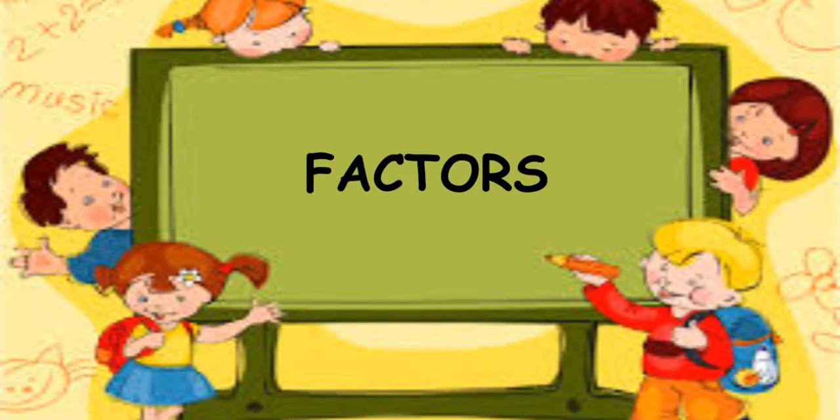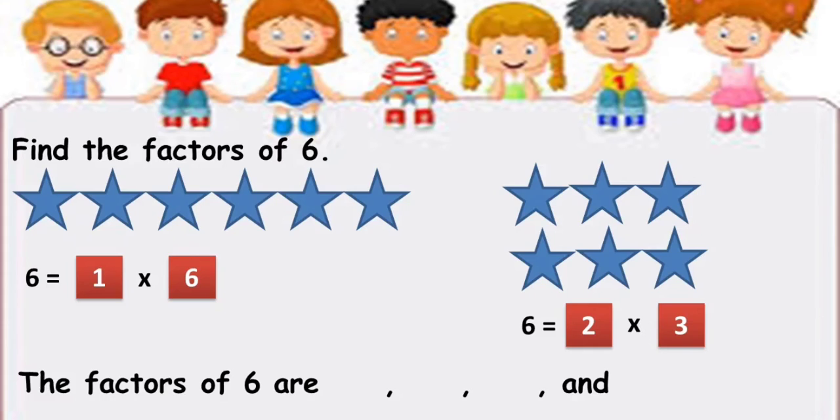Our topic today is factors. Find the factors of 6. Look at the pictures of stars. There are 6 stars in one line. So, 6 is equal to 1 times 6. And the second picture is 2 lines and there are 3 stars in each line. 6 is equal to 2 times 3. So the factors of 6 are 1, 2, 3, and 6.